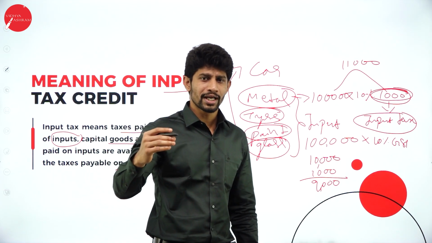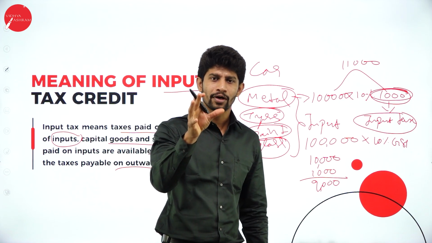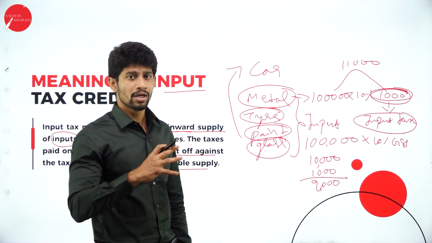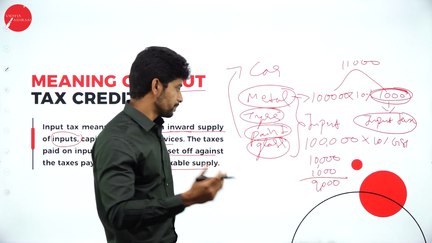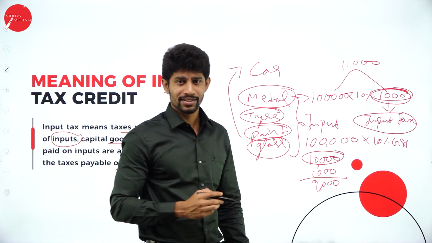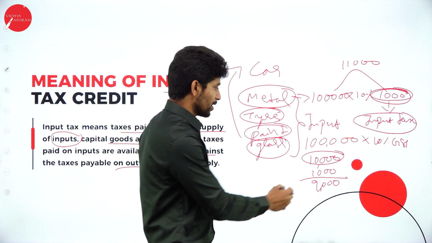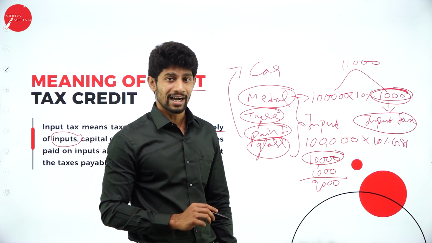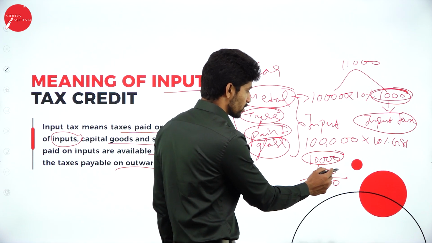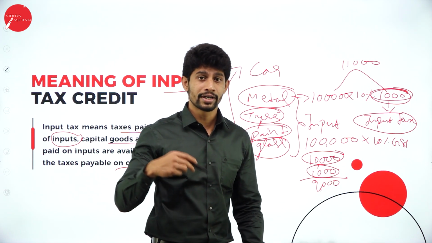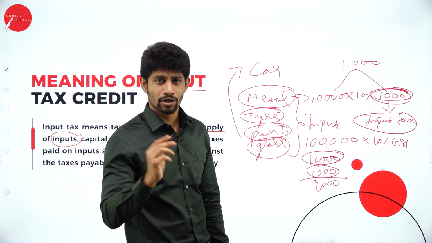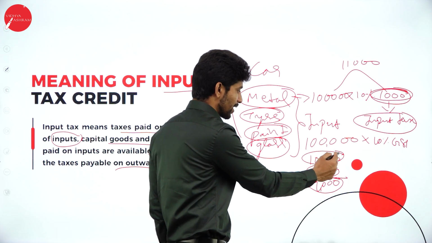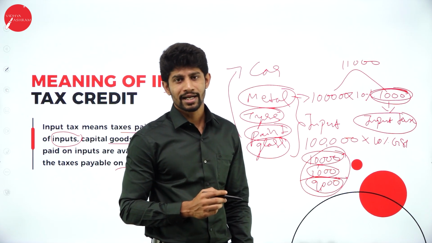Whatever input tax you have paid, you are going to set off or adjust that input tax against the output tax or the outward taxable supply. This is your output tax, that is 10,000 rupees you are supposed to pay on the final product, that is on the car. But you are not paying 10,000, you are setting off 1,000 rupees of tax which was already paid at the time of purchasing the raw material, and you will be paying the remaining amount of 9,000. This mechanism is called input tax credit.